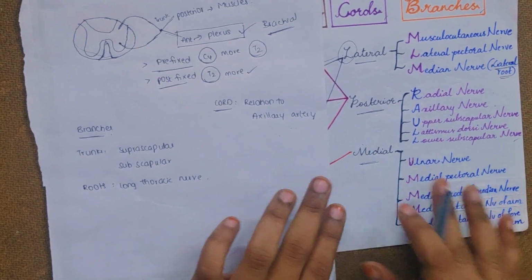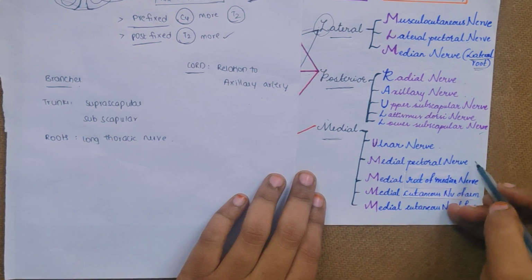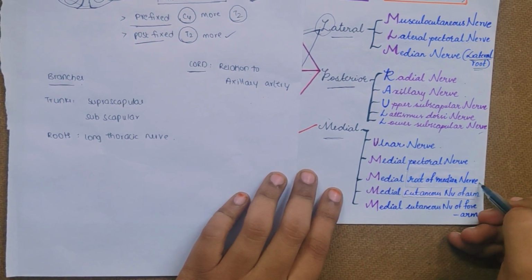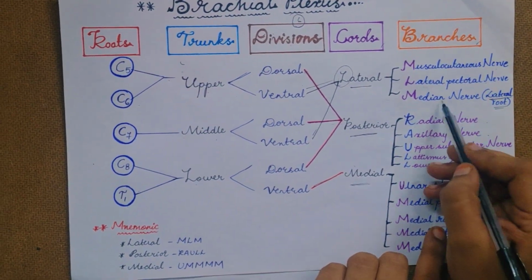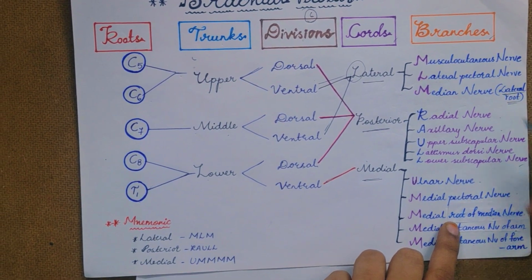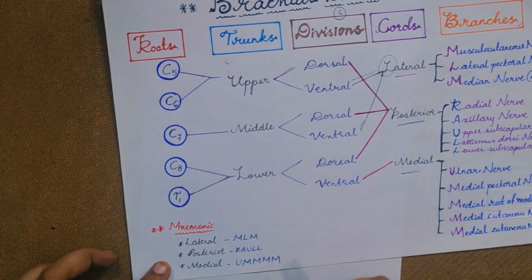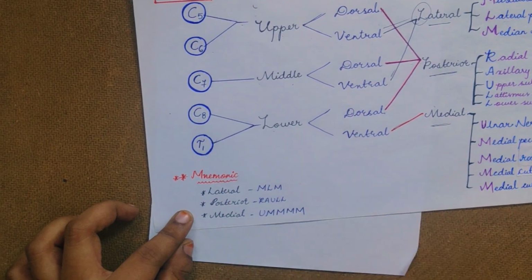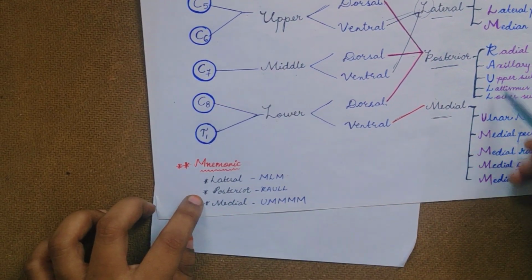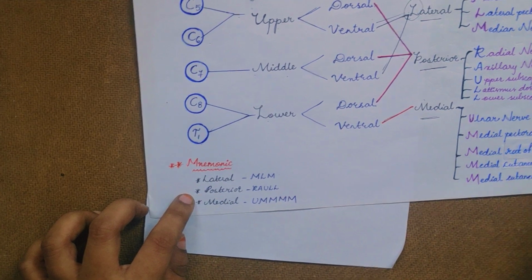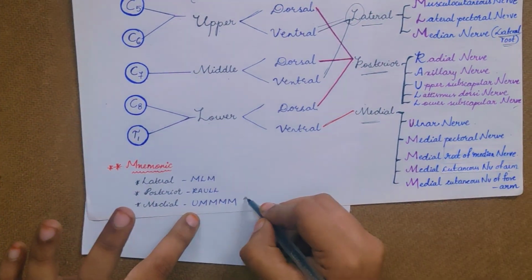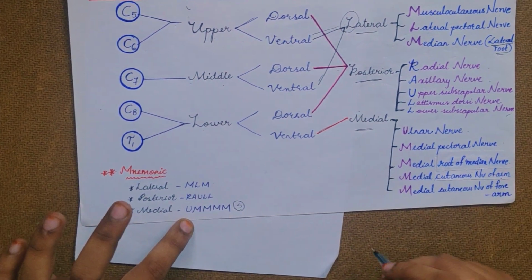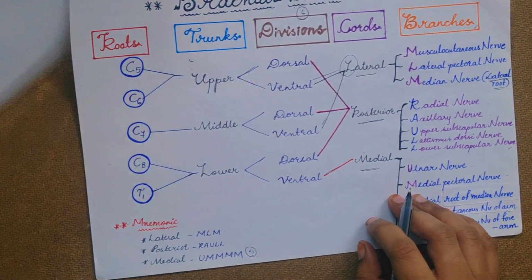From the medial cord, there are also 5: ulnar nerve, medial pectoral nerve, medial root of the median nerve, medial cutaneous nerve of arm and forearm. If you can see here, the medial root of the median nerve and the lateral root of the median nerve combine to form the median nerve. And the mnemonic for the lateral cord is M, L and M. For posterior, RAULL: R-A-U-L-L. For medial, you can remember it as 5 are present, 1 is U and all others start with M. These are the branches of the brachial plexus.